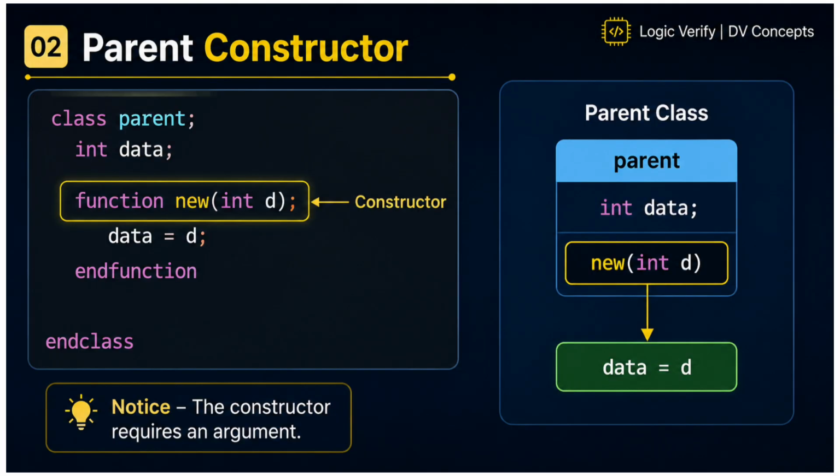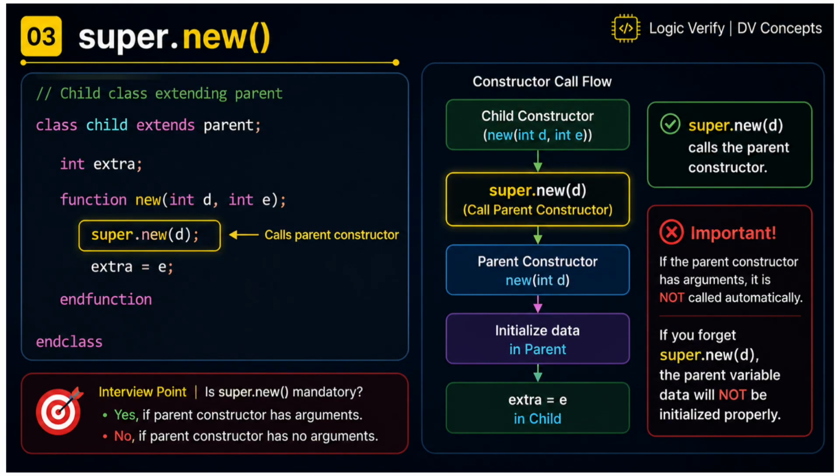Calling parent constructor. Let's say we have a parent class. It has a variable called data and the constructor takes one argument d and assigns it. Notice the constructor requires an argument. Now we create a child class that extends parent. It has its own variable extra. Now look carefully at this line, super.new(d). This line calls the parent constructor. In SystemVerilog, if the parent constructor has arguments, it is not called automatically. If you forget super.new, the parent variable data will not be initialized properly.